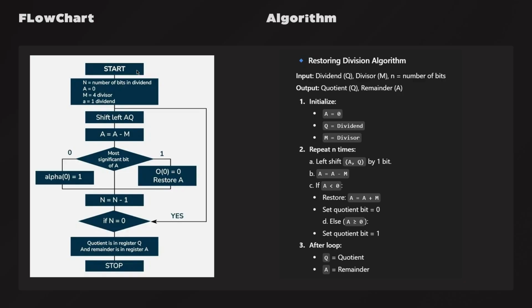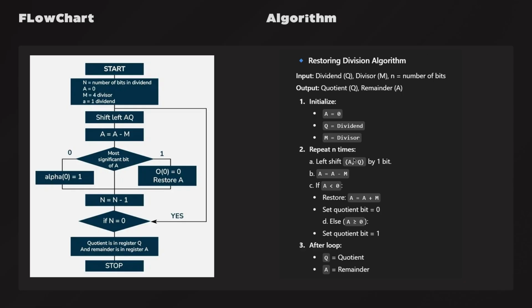Here we can see we first start the program, then n, which is the number of bits in the dividend, A accumulator is equal to 0, M is equal to the divisor, Q is equal to the dividend. We then perform left shift A and Q, then A is equal to A minus M, then the most significant bit of A is checked. If it is positive, the subtraction was successful, and if the most significant bit of A is negative, we restore A. Then we perform this procedure n times, that is the number of bits in the dividend, until n is equal to 0. The quotient is in register Q and the remainder is in register A. After that, we stop the process.